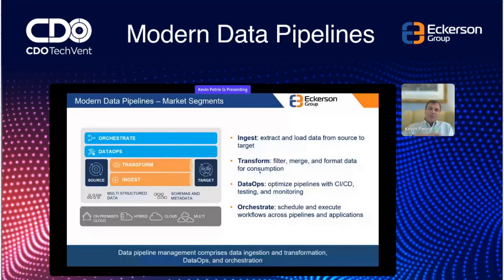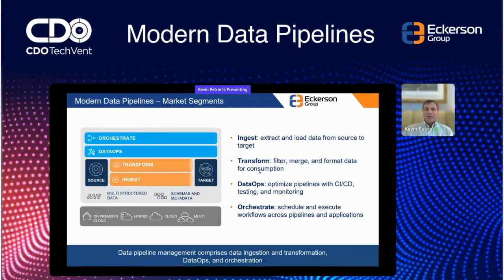Data ops also includes, or is a close cousin of, observability. And observability refers to the monitoring and the optimization of data pipeline performance, the monitoring and the optimization of data quality. So there's a whole class of tools that address data ops either as standalones or as part of a suite offering. We're going to talk more about what that market really looks like.